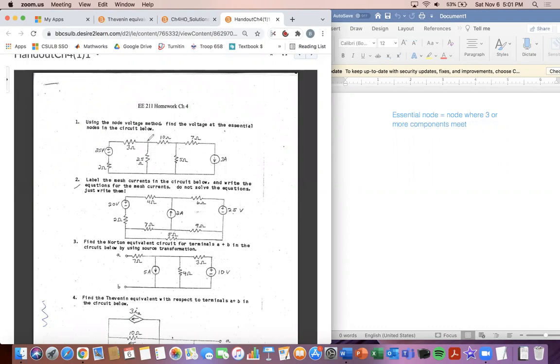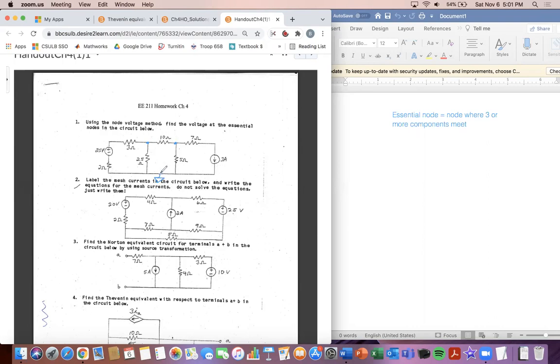If we look at this point right here, the 3 ohm, the 2.5, and the 10 ohm meet at that point. That's 3 components. At this point, the 10, the 5, and the 7 ohm resistors meet. That's another essential node. Looking here, there are only 2 elements, the 25 volt source and 3 ohms, so it's not an essential node. But down here, we can see the 2 ohm, the 2.5 ohm, 5 ohm, and 3 amp current source. They all connect right here.